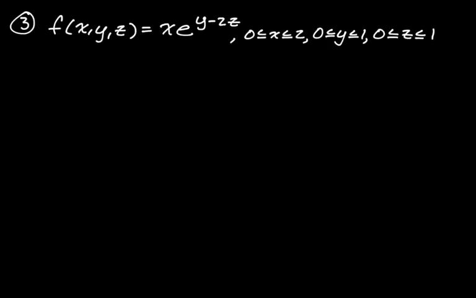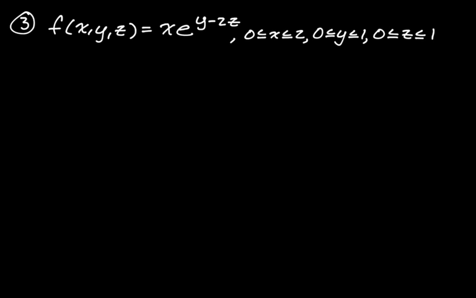We have f of xyz is x times e to the y minus 2z. X goes from 0 to 2, y goes from 0 to 1, and z goes from 0 to 1. All right, I think I'm good. I'm going to write it down. I'm going to color code it.